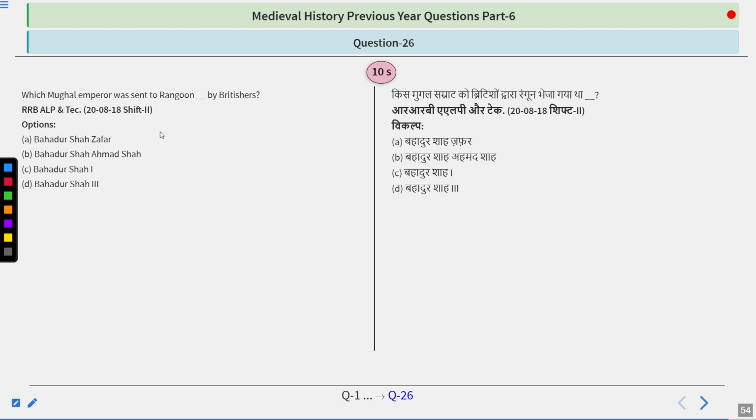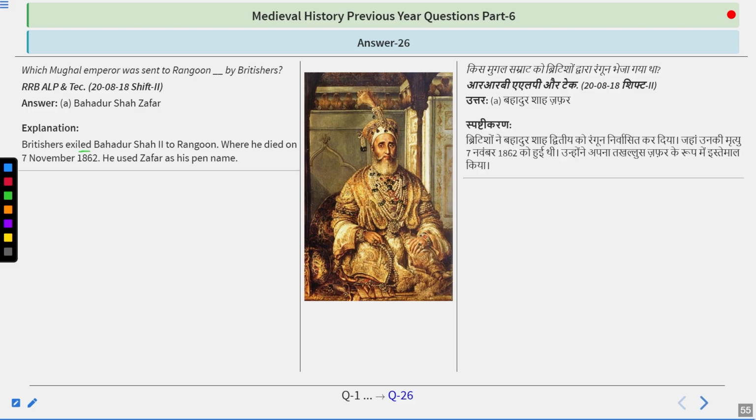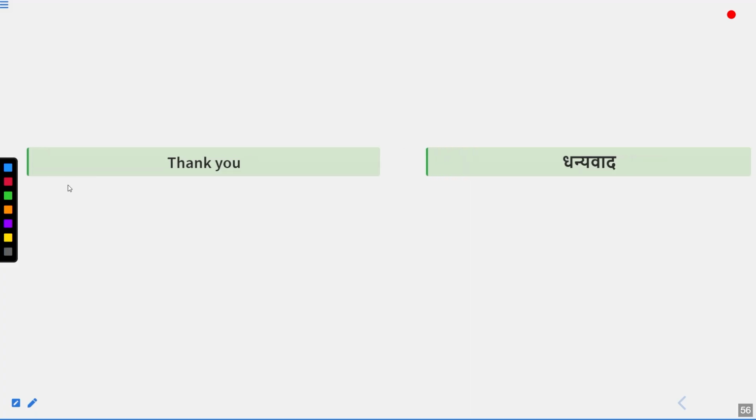Which Mughal emperor was sent to Rangoon by the British? Options are Bahadur Shah Zafar, Bahadur Shah Ahmad Shah, Bahadur Shah first, or Bahadur Shah third. So take your time. And once again, the answer is simple. The answer is Bahadur Shah Zafar. So the British exiled Bahadur Shah II to Rangoon, where he died on 7 November 1862. He used Zafar as his pen name. So the answer is Bahadur Shah.